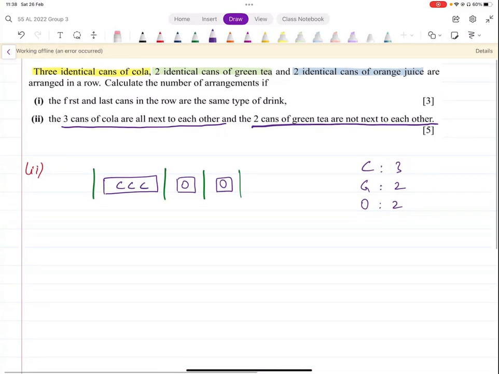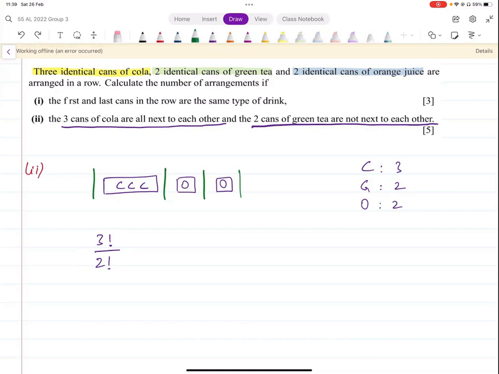Ab hum kya karenge? Cans of cola, abhi jo boxes hain, inke kitne number of ways hain arrange karne ke? There are 3 boxes, so that's 3 factorial. 2 of them are identical, this box and this box, these are identical. So we divide by 2 factorial because of that. Okay? Third box ke andar aapke paas 3 cola cans hain. Unko arrange karne ke kitne ways aayenge? How many ways do we have to arrange these cola cans? 1. Because they are identical, so we don't have to worry about them. So for the boxes, we just have this.